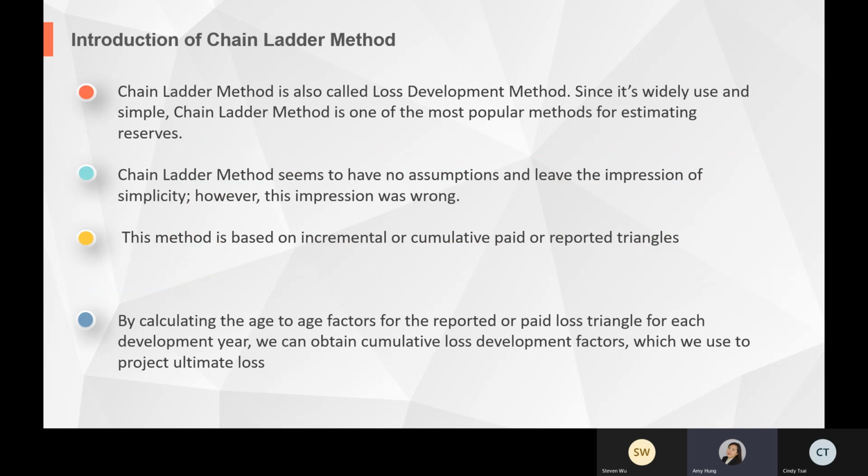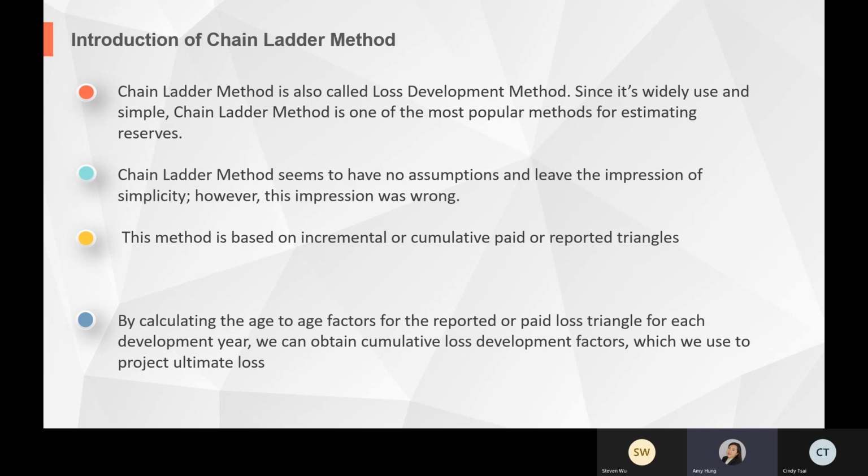Chain ladder method is also called loss development method. Since it's widely used and simple, chain ladder method is one of the most popular methods for estimating reserves. It seems to have no assumptions and leaves the impression of simplicity. However, this impression was wrong, and we'll talk about this later.